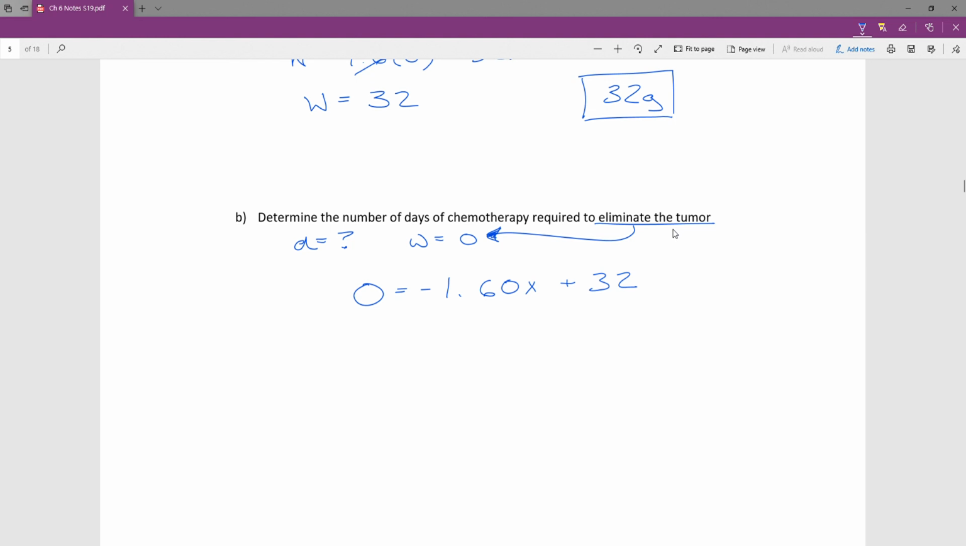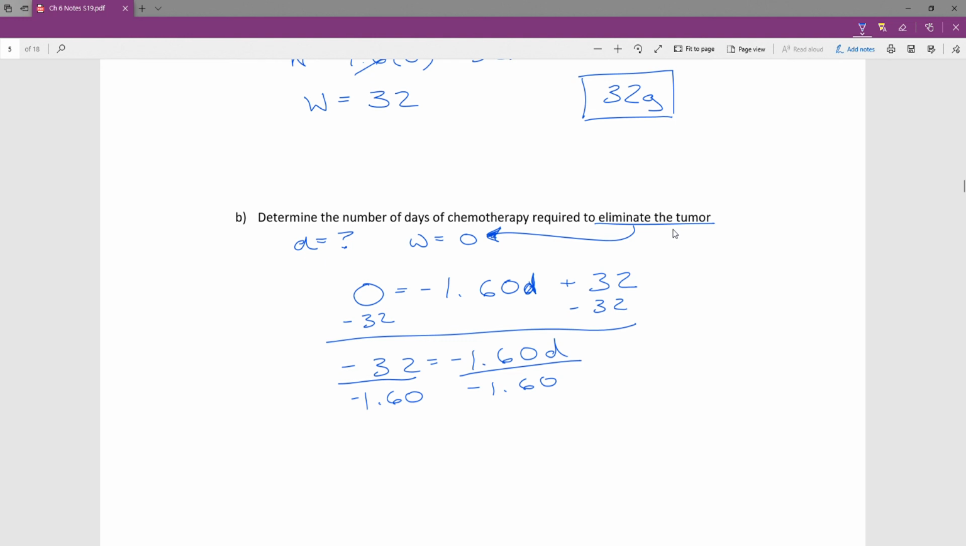Oh, sorry, D. Why did I switch to an X? D. Right? So now I'm going to solve for D. I'd subtract 32 from both sides. I'd get that negative 32 equals negative 1.60D. And I'd divide by negative 1.60 on both sides. Anyway, hopefully you're following along. I'd end up that D equals 20 here. And so that means that in 20 days, the tumor would be completely eradicated. Definitely good news for the patient.